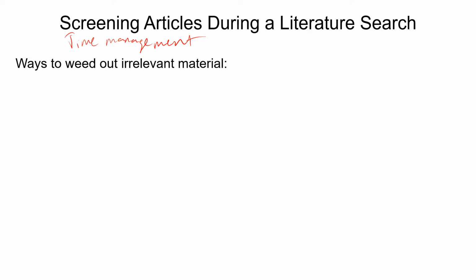And when you're doing a literature review, when you're doing research, how does time management come in? Time management comes in being able to quickly and efficiently identify useful sources of information. And how you do that is by weeding out irrelevant material. So first thing you do, use the title as your first basis for screening.